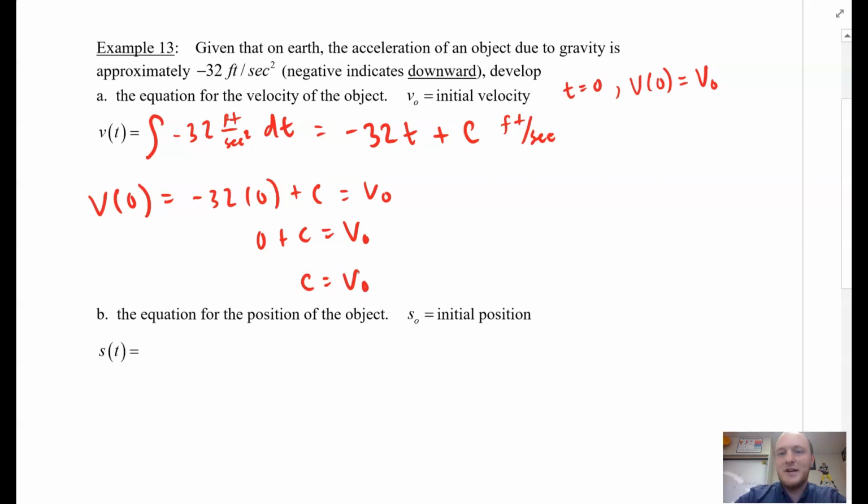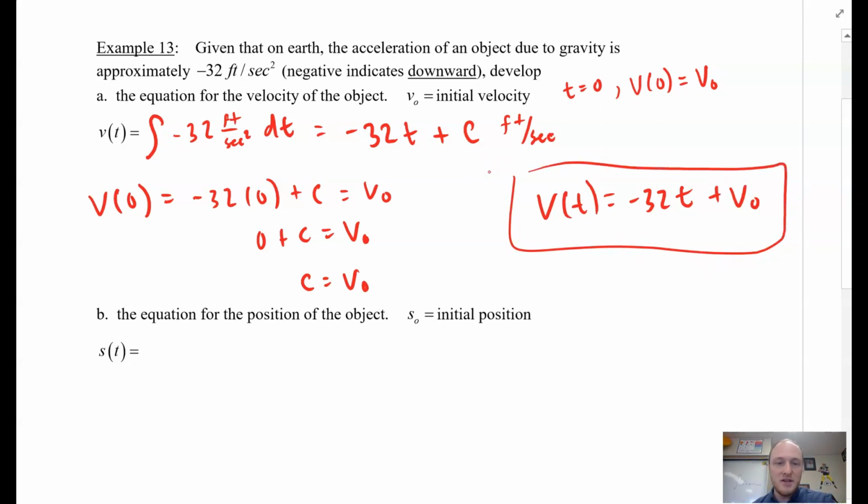I know it's kind of like, really? Like I had to do all that? Yeah, I know, it's annoying. Okay, so here's your velocity equation. -32t plus v sub 0, plus the initial velocity. Okay, so there is your velocity.